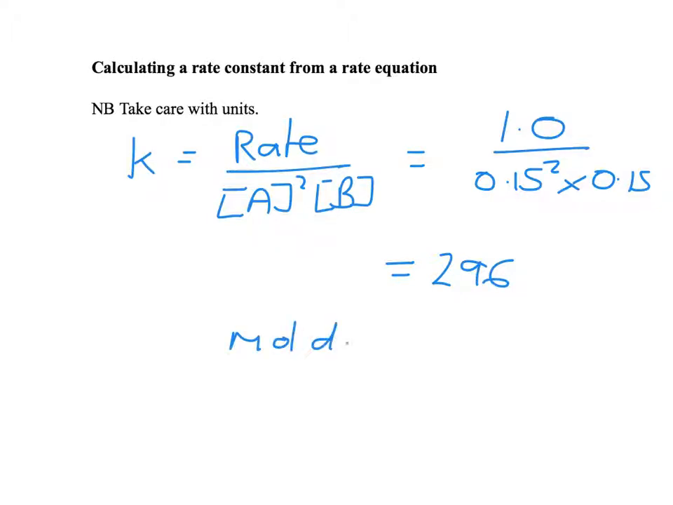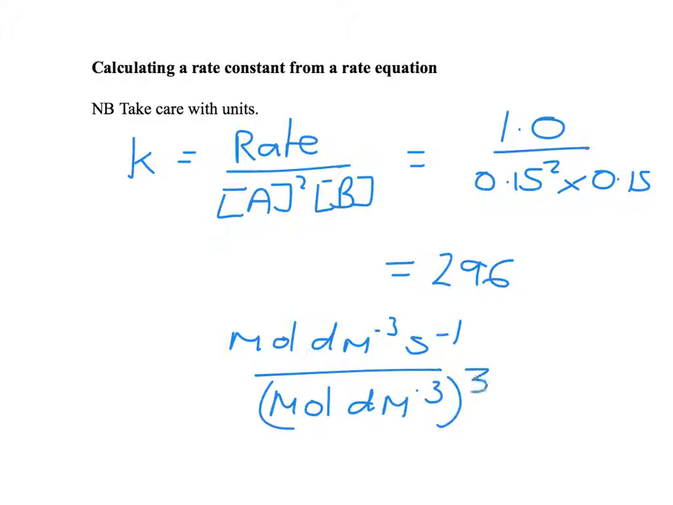But you need to think about your units here. Rate is in moles per decimeter cubed per second. Concentration is in moles per decimeter cubed. And I've got three expressions of that. So that will cancel and that will become squared like so. So your units become moles to the minus 2, decimeters to the power of 6, and then seconds hasn't changed, to the minus 1.